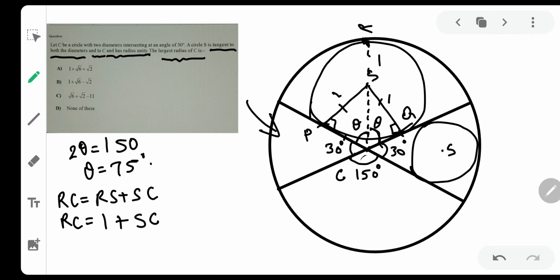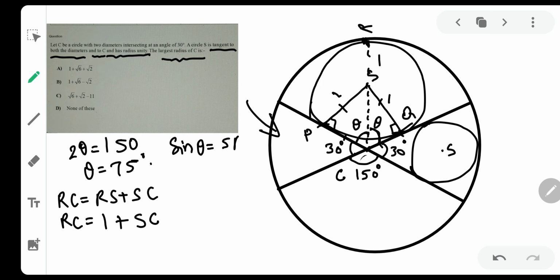So as you can see, in triangle PSC, you can calculate sine theta. Sine theta will be equal to what? SC upon, sine theta will be equal to what?